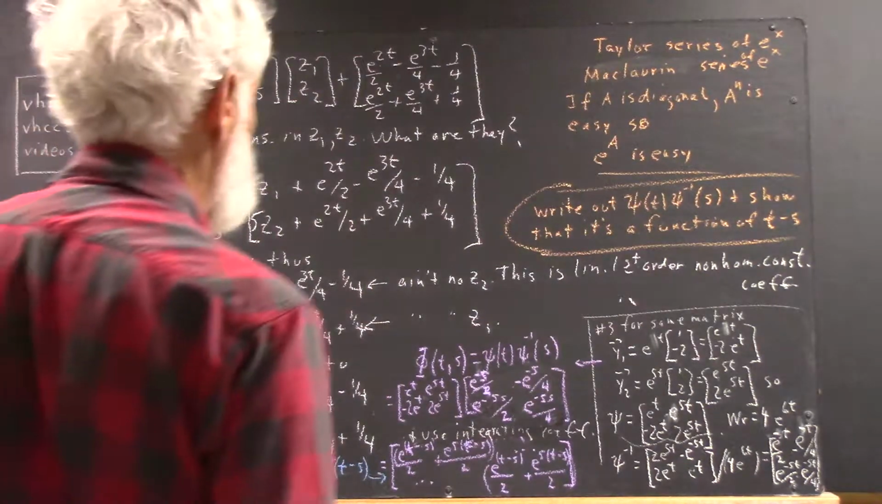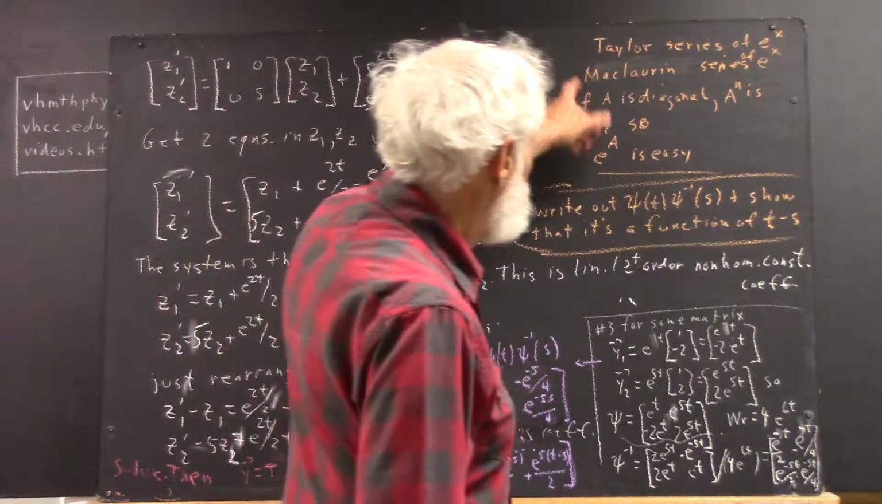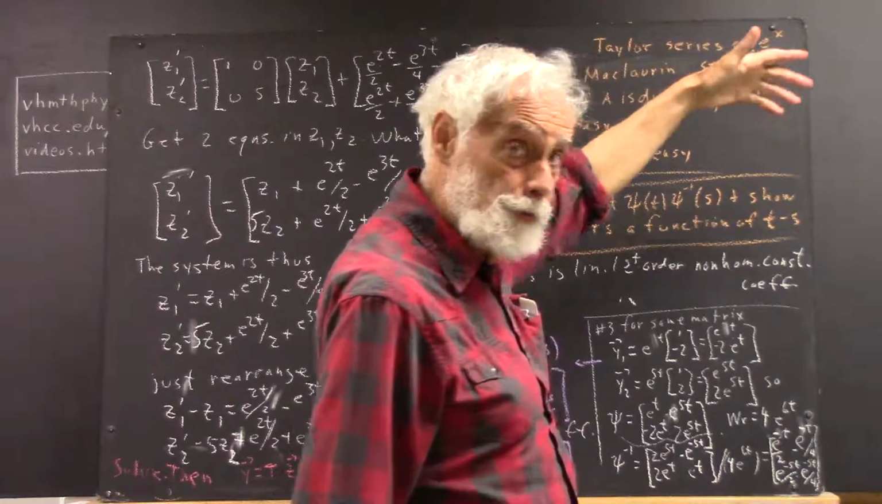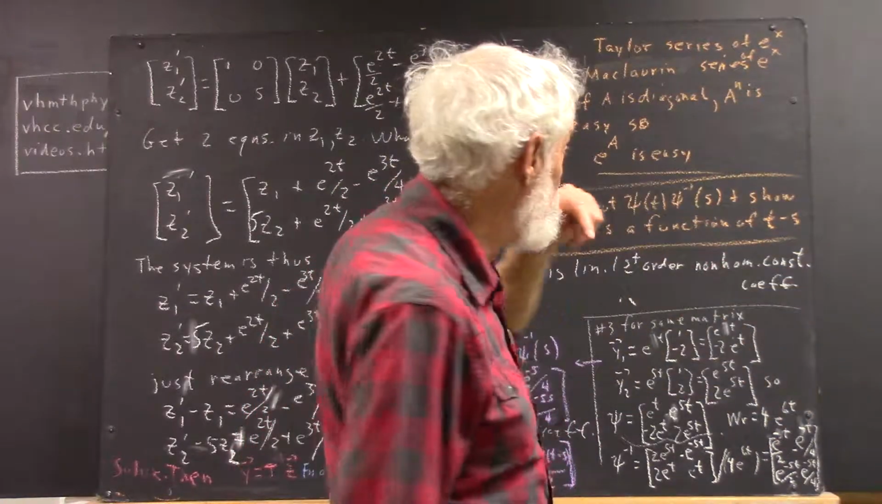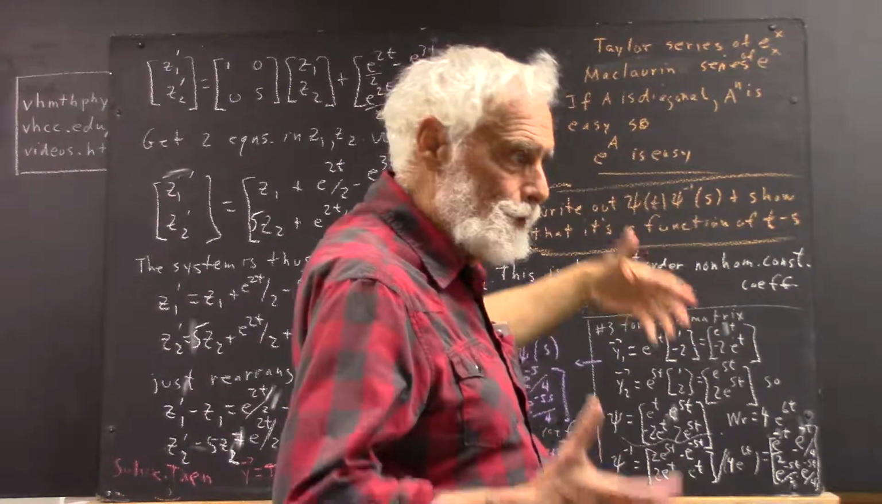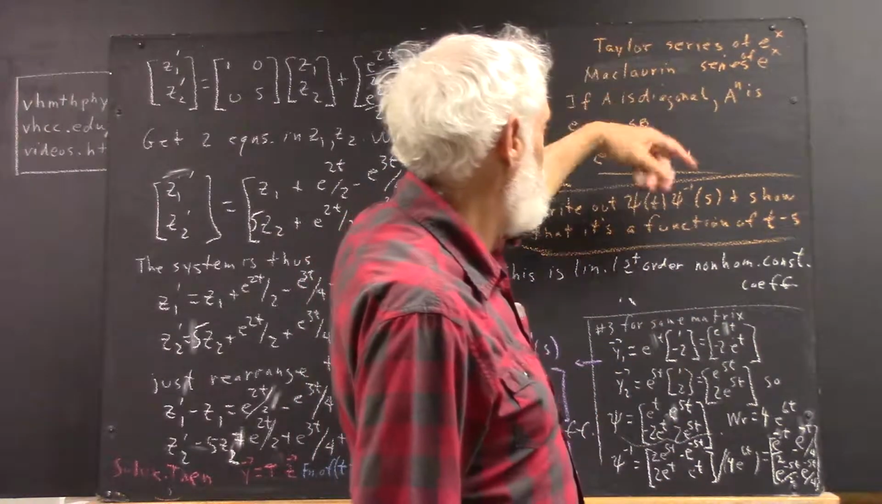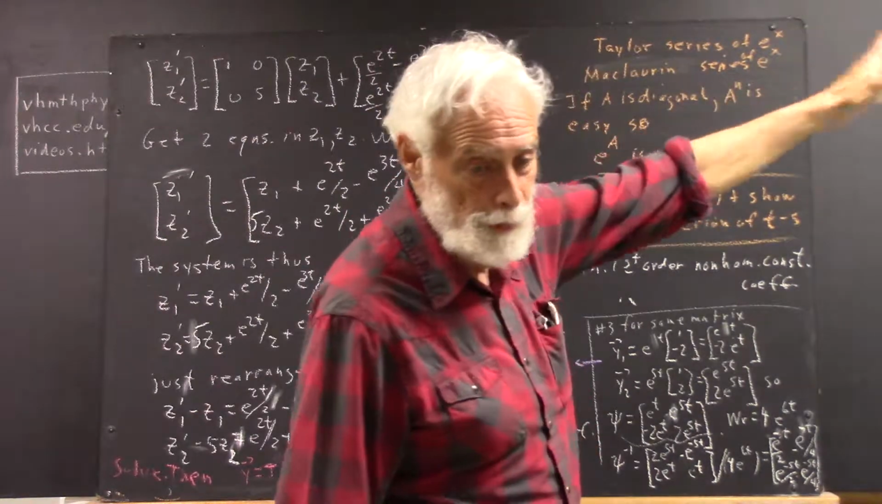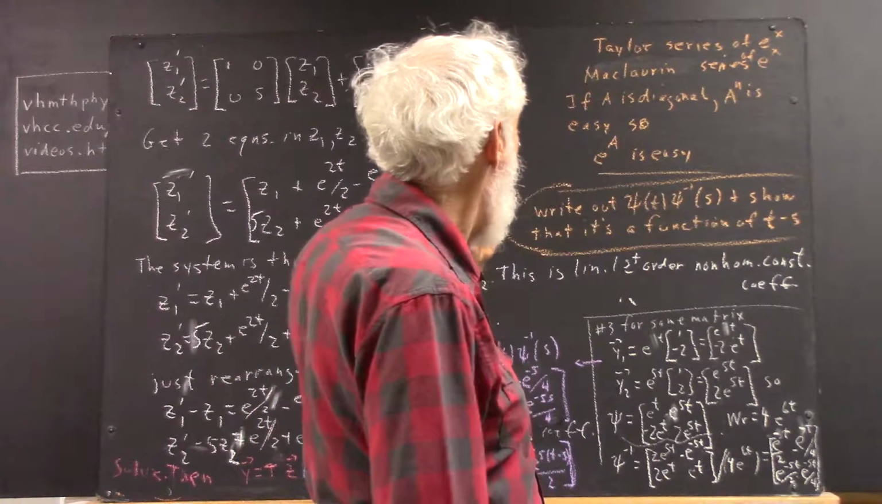Now I think I said this, but I'm going to say it again. You really want to know the Taylor series of e to the x, also sine x and cosine x. They're going to be important, and not just now. They're going to be important for the last couple of weeks. The Maclaurin series of e to the x as well as sine x and cosine x.